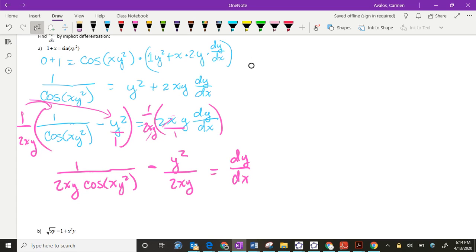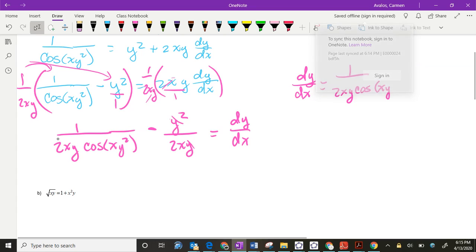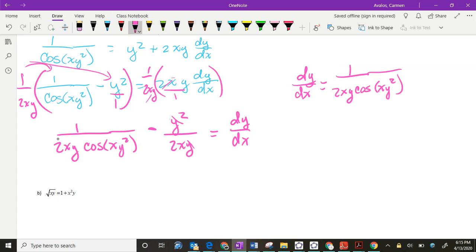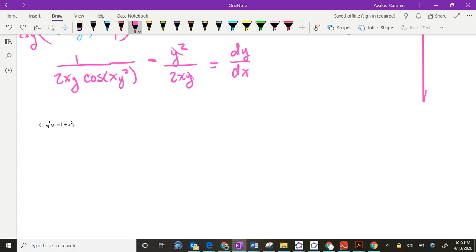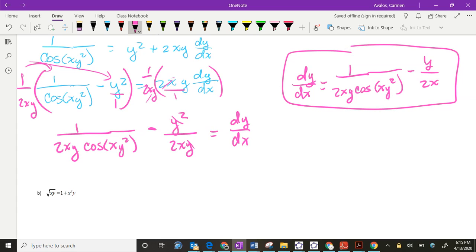And we have the dy/dx, so I'm just going to modify it just a little bit. This one here has a common factor, so I am just going to reduce that. And so if I write it here, dy/dx is going to equal 1 over 2xy cosine of xy squared, and then minus y over 2x. And so that is going to be your answer. So that's the derivative of that problem.